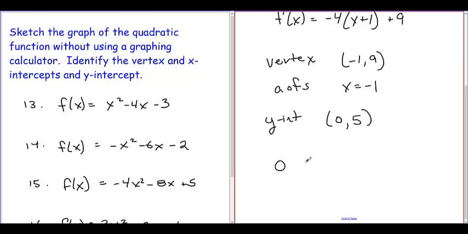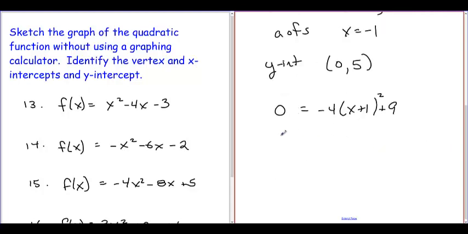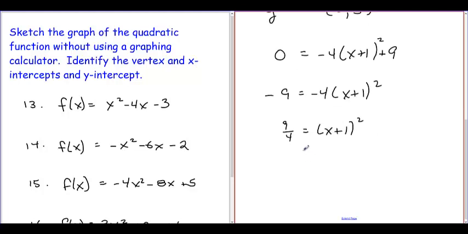And now we'll take the equation in standard form and we will solve for x. Set it equal to 0, solve for x. Okay, so we're going to subtract 9 from both sides. Divide both sides by negative 4, so we'll get 9/4 is equal to x plus 1 squared. And if you take the square root of that, you'll get plus or minus 3/2, because the square root of 9 is 3 and the square root of 4 is 2.